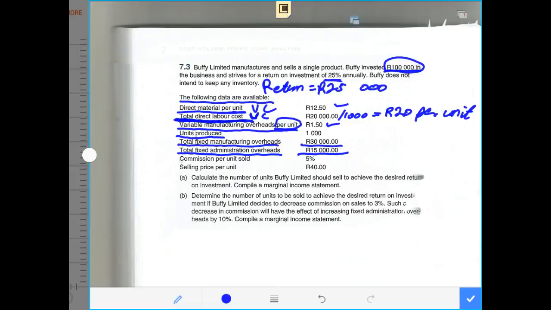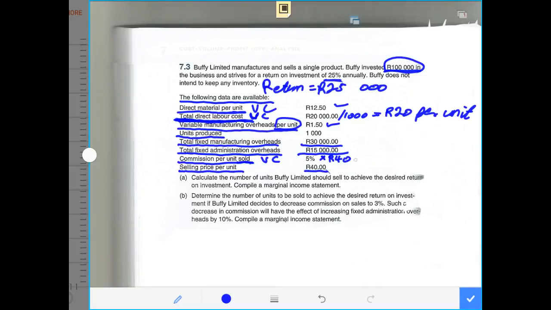Then after, we are given commission per unit sold. And we know that commission is also a variable cost. Please be mindful of that. Commission is a variable cost, and it varies according to the number of units that were sold. And they say it is 5%. That means our commission will be 5% of the selling price. And we are given our selling price per unit. Therefore, our commission will be 5% times the 40 rand.